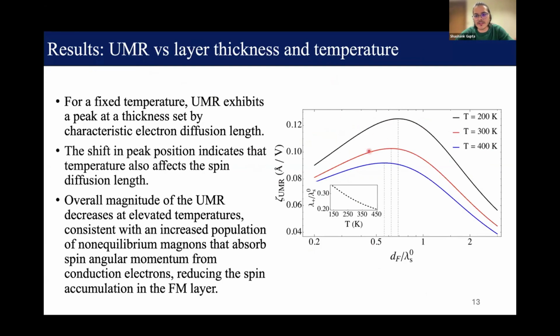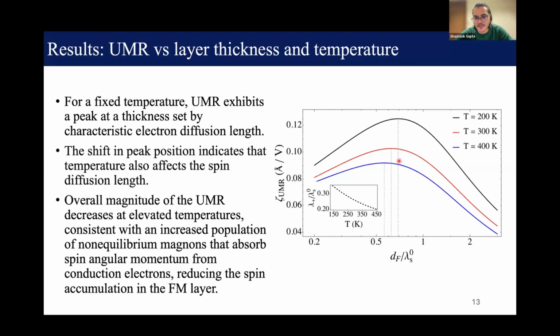This curve has three different features. First, we observe a peak. Second, the magnitude of the peak changes when we change the temperature, and the peak position also shifts. We observe a peak when the thickness becomes comparable to the electron diffusion length, because when the thickness is smaller, the spin accumulation cannot fully build up at the interface. And when the thickness is very large, more electron spin current is sent into the bulk.